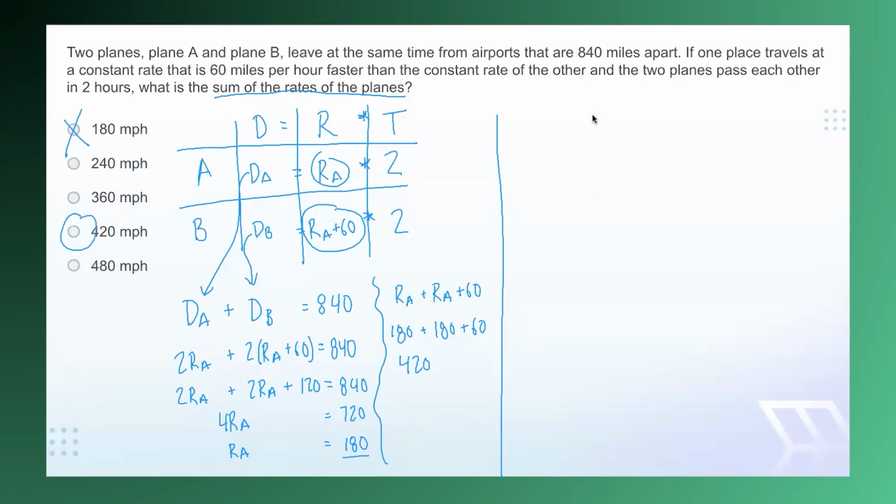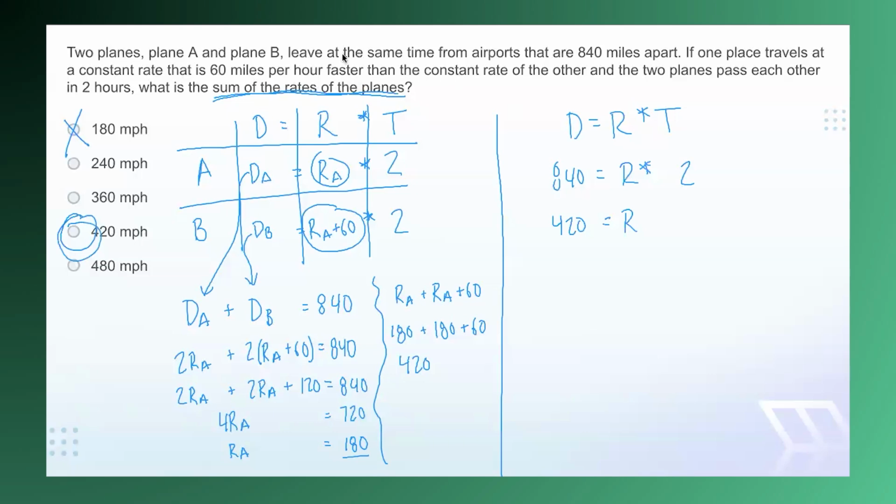Let's try the combined rate method. In distance equals rate times time, the combined distance is 840. The shared time is 2. And if we look critically at our question target, we'll notice that the combined rate is actually what we're solving for, the sum of the individual rates of the planes. Divide both sides by 2, and we get that the combined rate of the two planes is 420. Answer choice D. It's that simple.